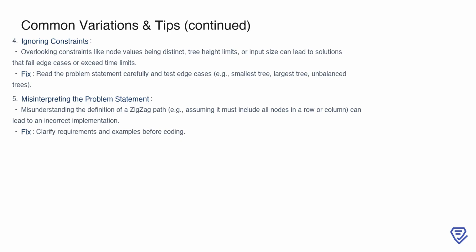Another common issue is misinterpreting the problem statement. For example, misunderstanding what qualifies as a zigzag path, such as assuming it must include all nodes in a horizontal or vertical sequence, can lead to incorrect implementations. The fix here is to clarify the problem's requirements and examples before jumping into coding. A careful initial understanding can save you a lot of debugging later on.